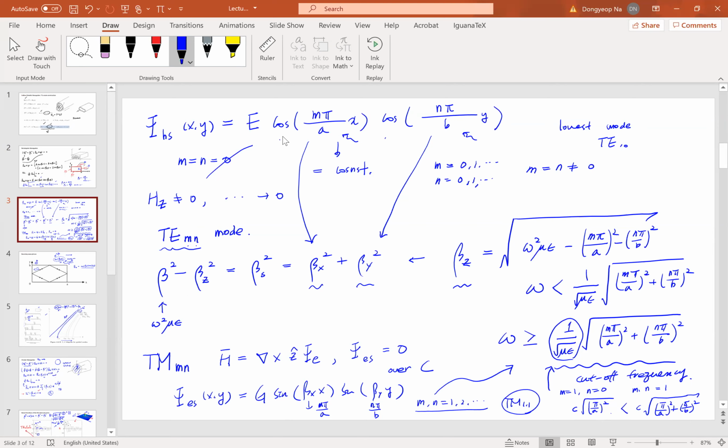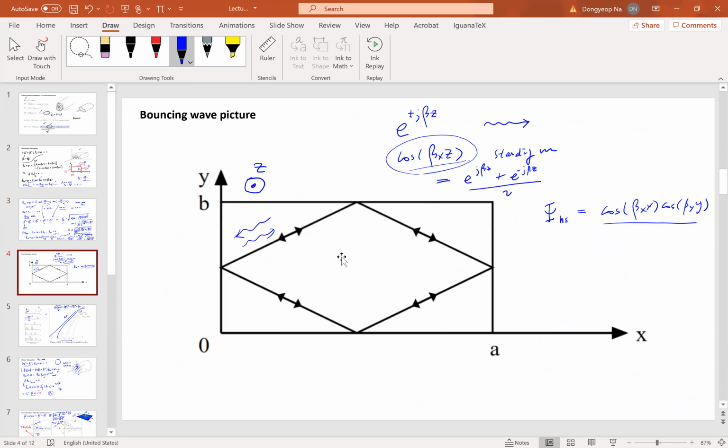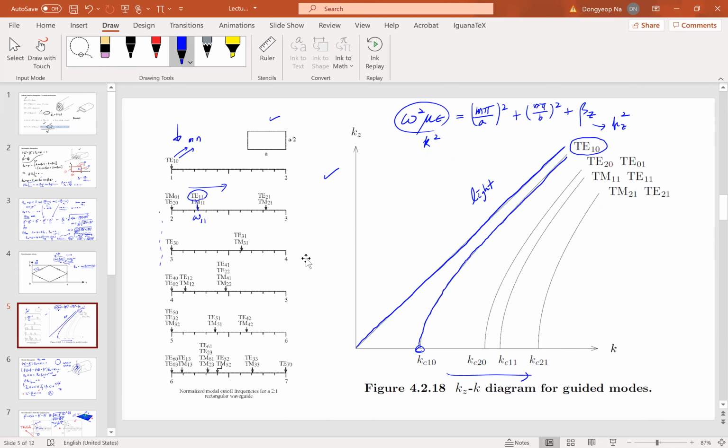Actually, it was cosine and cosine. This can be interpreted through the bouncing wave picture. That's because by Euler formula, this cosine can be expanded by some of the exponential function, which correspond to traveling waves. Okay. So for various m and n indices, we can figure out the cutoff frequency of each mode. Again, the lowest mode was TE01 mode.